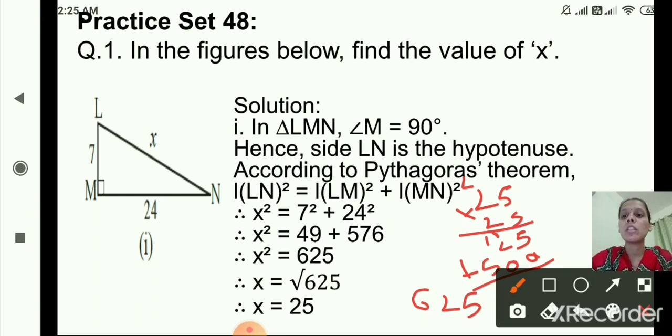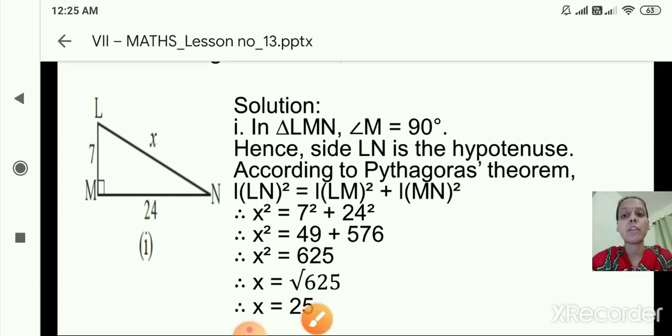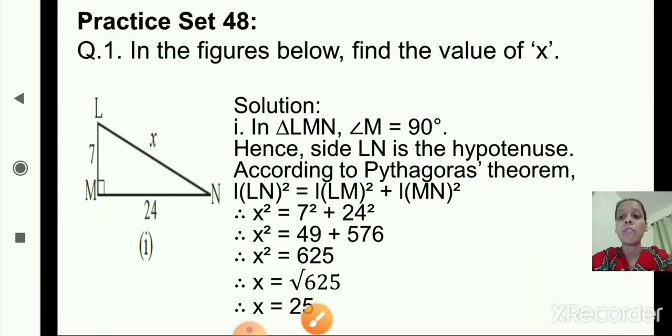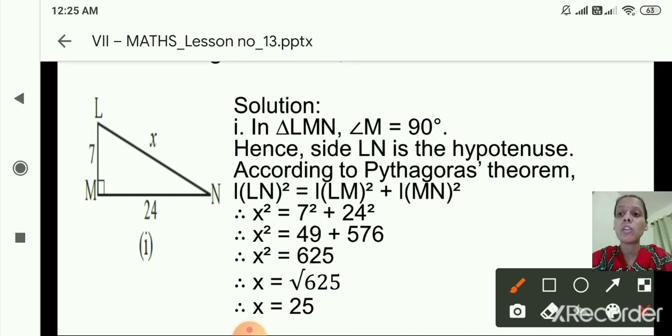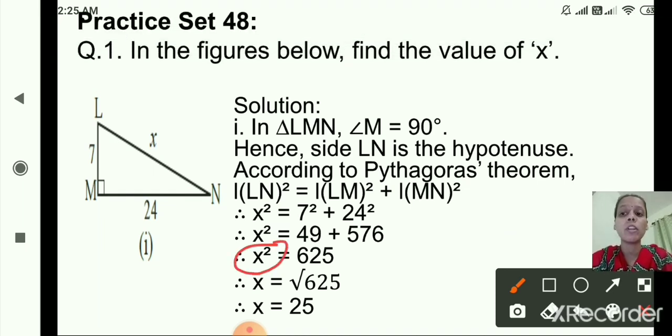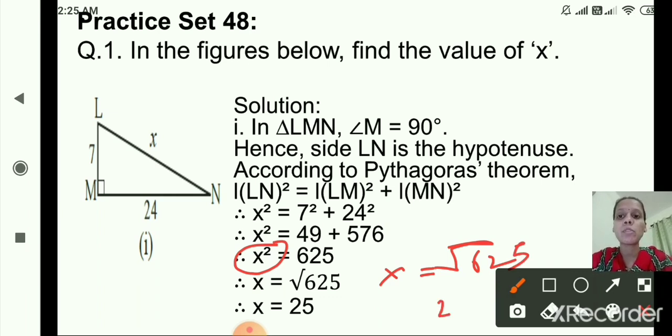So what is the square of 25? That is 625. That's why the square root of 625 is 25. And why do we have to find the square root? Because here we got, see, x square is equal to 625. Now we want the value of x. So x is equal to square root of 625. So square root of 625 is 25. So we'll write down x is equal to 25. Hope we are clear with this.